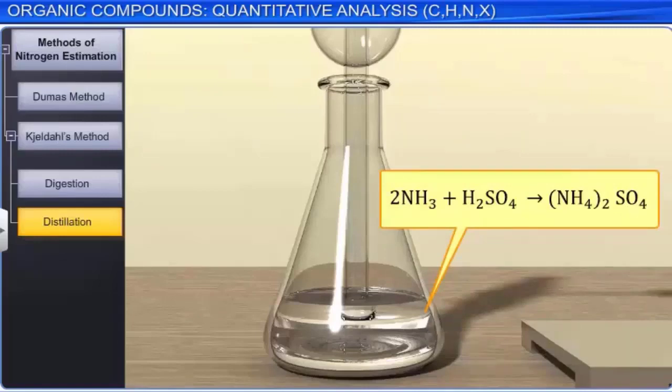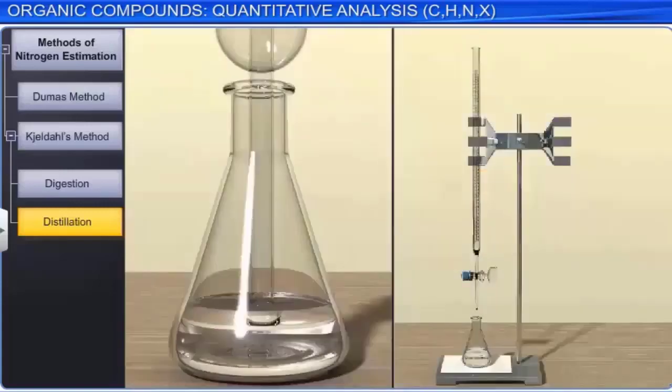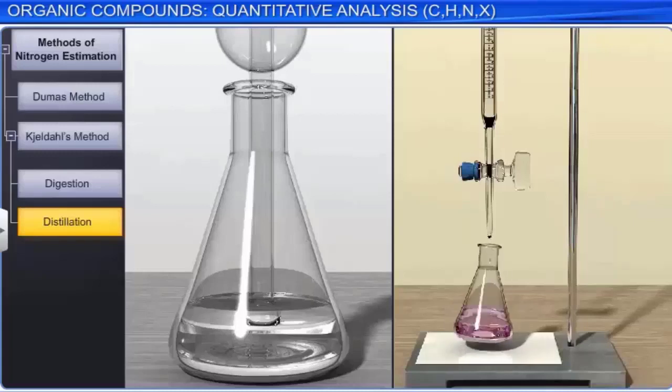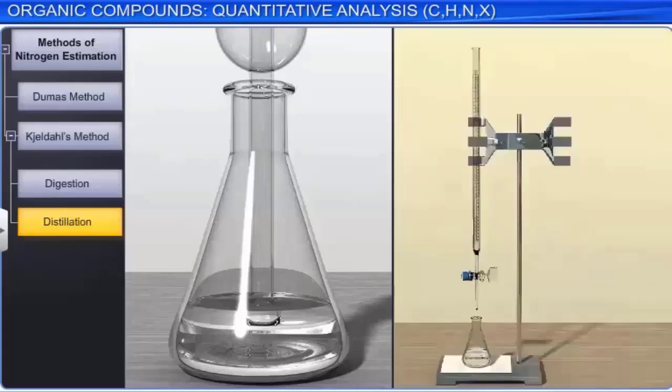Therefore, the amount of ammonia produced can be determined by estimating the amount of sulfuric acid consumed in the reaction. It is done by estimating the unreacted sulfuric acid left after the absorption of ammonia by titrating it with standard alkali solution. The difference between the initial amount of acid taken and that left after the reaction gives the amount of acid reacted with ammonia.